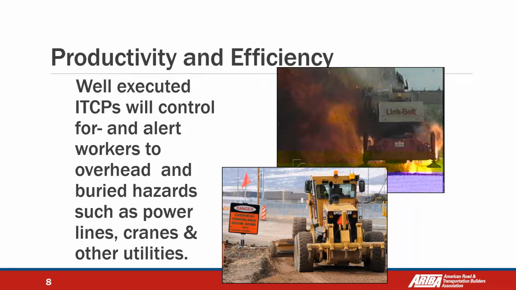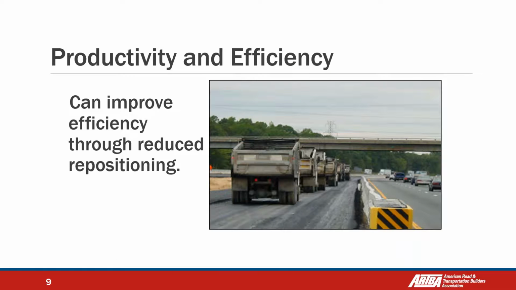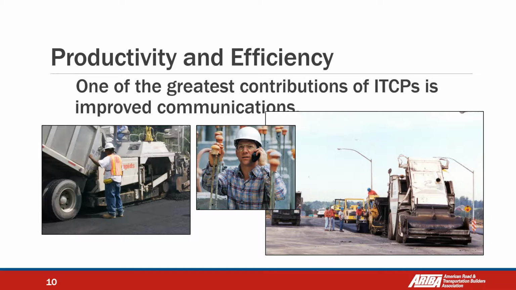So an internal traffic control plan is not only horizontal, okay? We have to think about risks that we have vertical, overhead power lines, or underground utilities, or the nature of the soil to prevent rollover hazards, and so on. So it's a whole complete safety vision to prevent accidents. Then we can improve efficiency through reduced repositioning. Yep. Productivity and efficiency. One of the greatest contributors of internal traffic control plans is improved communication.